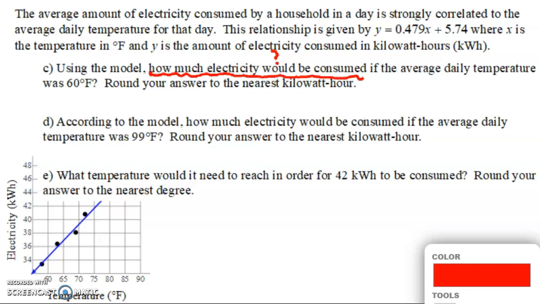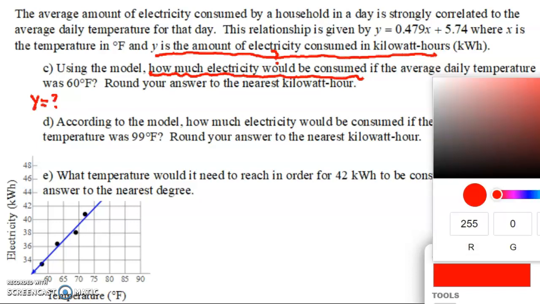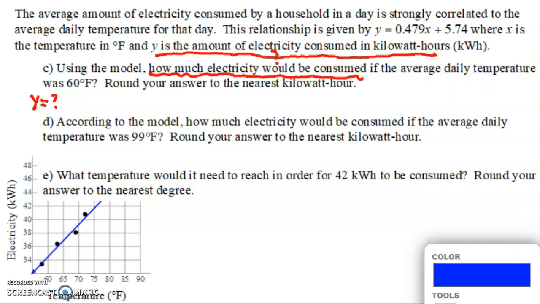Electricity consumed in kilowatt hour. It says y is electricity consumed in kilowatt hour. So in this case, we're looking for y. But what are we given? We're given that the average temperature is 60 degrees Fahrenheit.